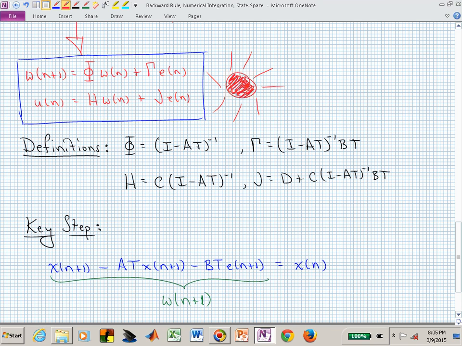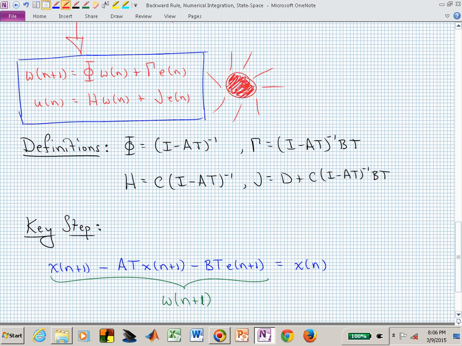The blue boxed red system, where the phi, our system matrix, the gamma, the H, and the J are all determined once we have the system matrix A. So if I now gave you an all integrator block diagram and I said, give me a state space discrete equivalent using the backward rule, it wouldn't be that hard, would it? Just some mathematical manipulation.